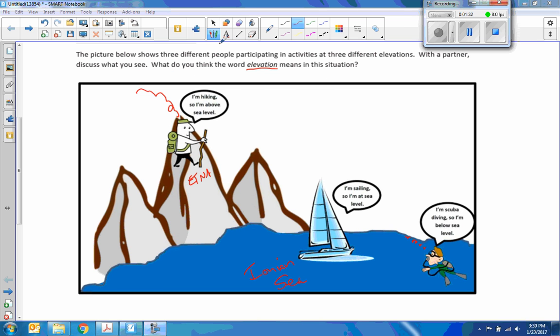Okay, so what you should have come up with is if you are at sea level, then your elevation with respect to the sea is zero. If you're underwater, your elevation is negative some number of meters. And if you're climbing, you're going up, say you're up on Mount Etna, then that is positive meters. So we're above sea level, at sea level, or below sea level. If I did this as a vertical number line where sea level is zero, this would be negative meters down here, and this would be positive meters.